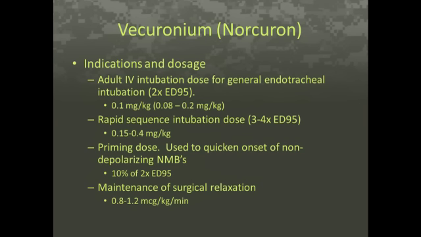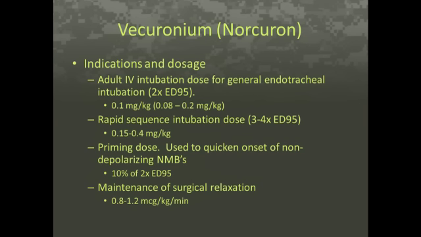Vecuronium can be used intravenously to achieve muscular relaxation for adult endotracheal intubation. The IV dose is approximately 2 times ED95, which is a range of about 0.08 to 0.2 milligrams per kilo. It can also be used for rapid sequence intubation, but you need to increase the IV dose to 3 to 4 times the ED95. The range is 0.15 to 0.4 milligrams per kilogram.